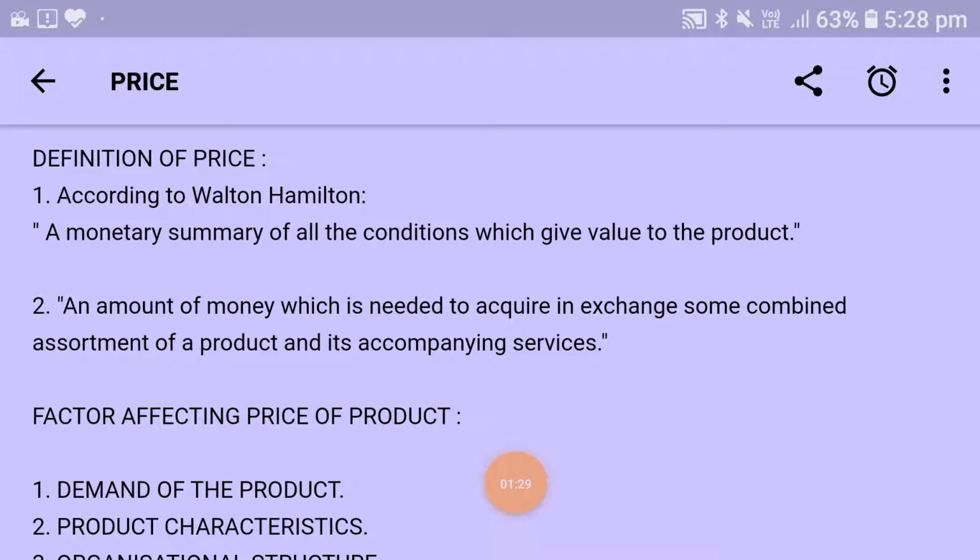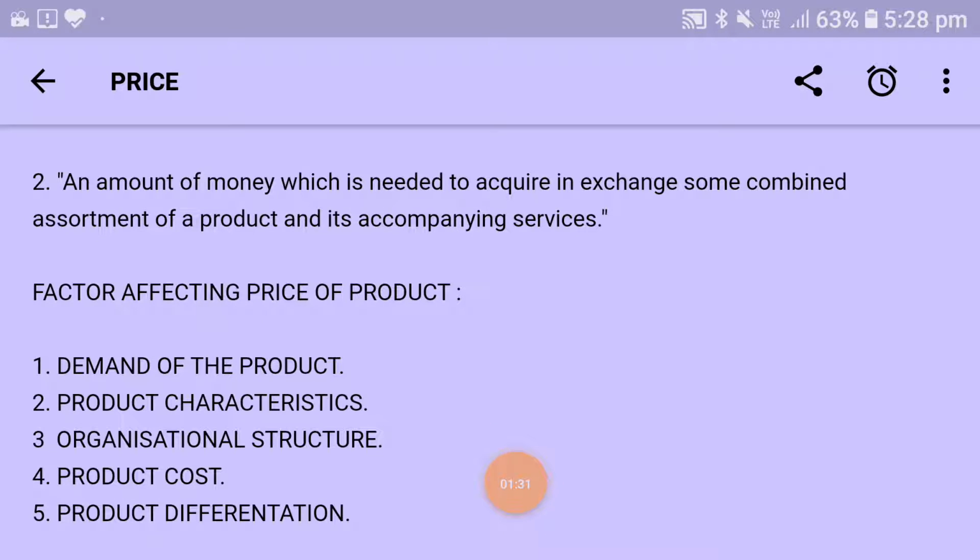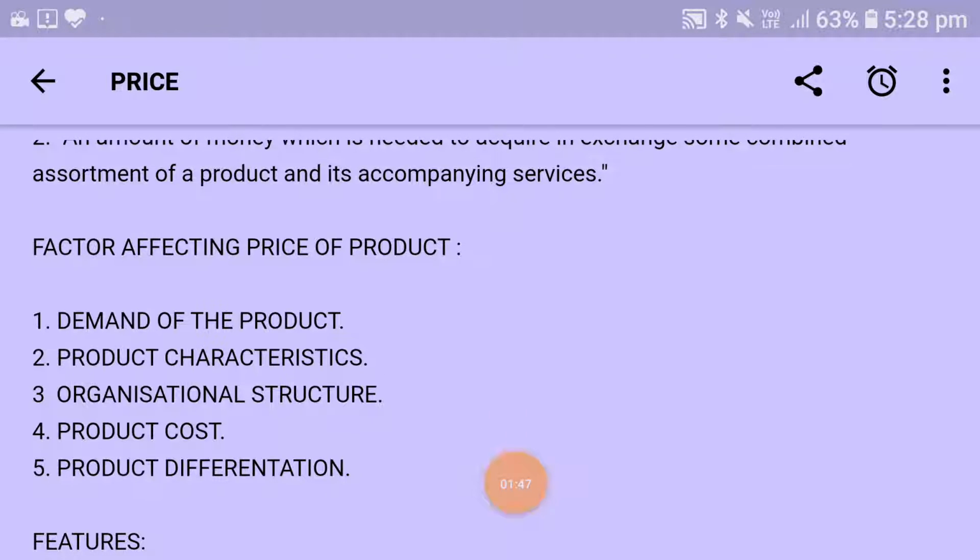Now comes the factors affecting the price of the product. The first is demand of the product. Demand of the product means when the price increases, the demand of the product decreases, and when the price decreases, the demand of the product increases. Next is product characteristics. According to the product characteristics also, the price of the product matters, because the more characteristics involved in the product, the more price it will consist of.